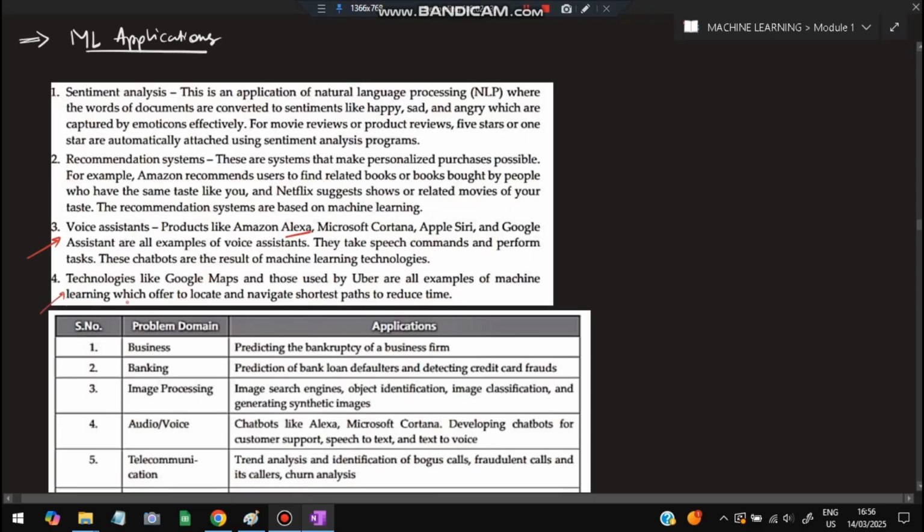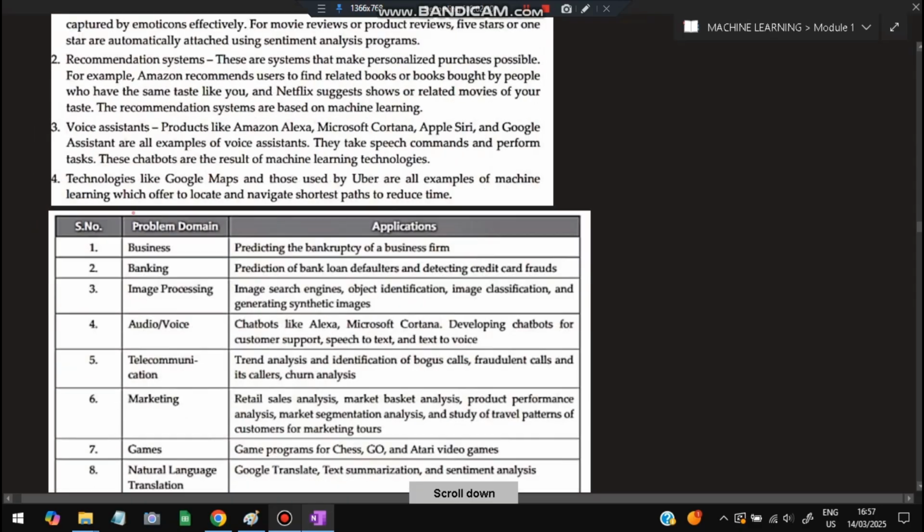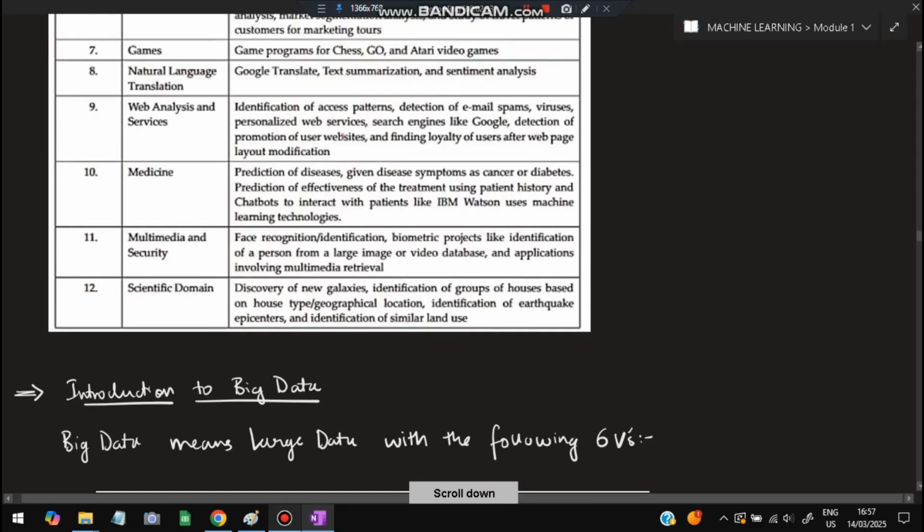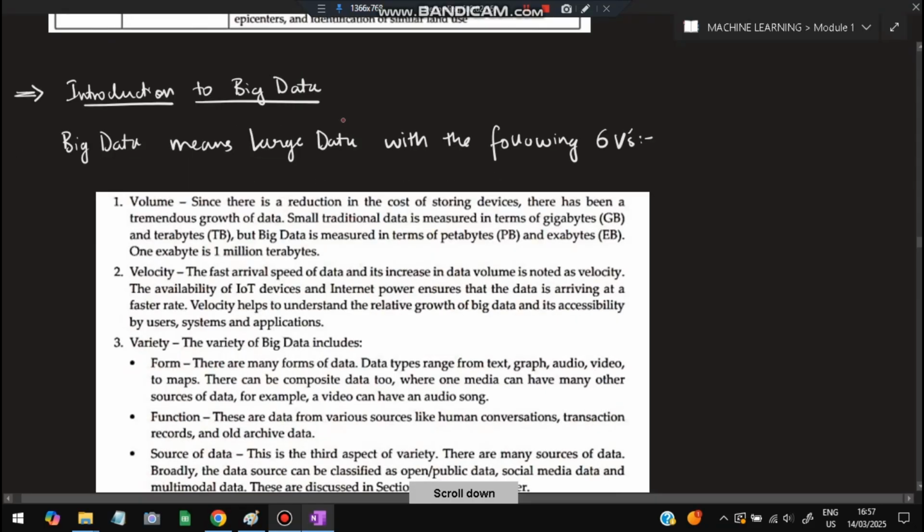And the last one is technologies like Google Maps and Uber, where we will be using the maps so that the shortest path will be seen. The shortest path will be identified by machine learning. So four things are there: sentiment analysis, recommendation system, voice assistant, and technologies like Google Maps and Uber. Okay, there machine learning is used, and in many other places it is used. You can go through the list here. You can use this list in the exam to write the examples.